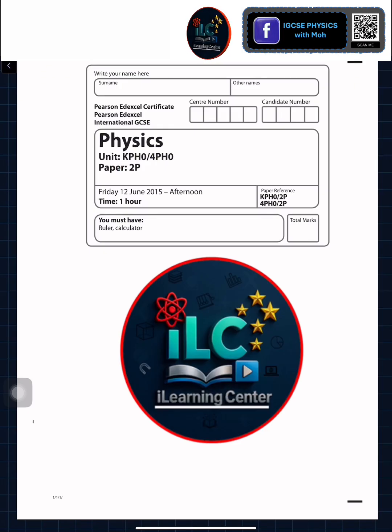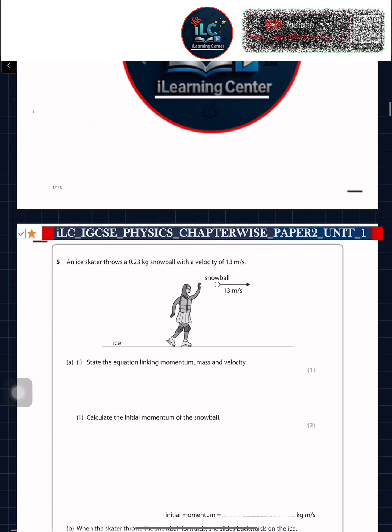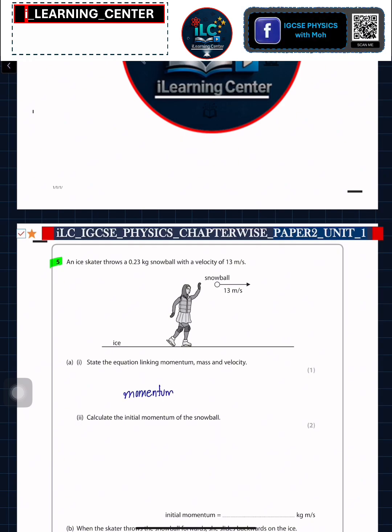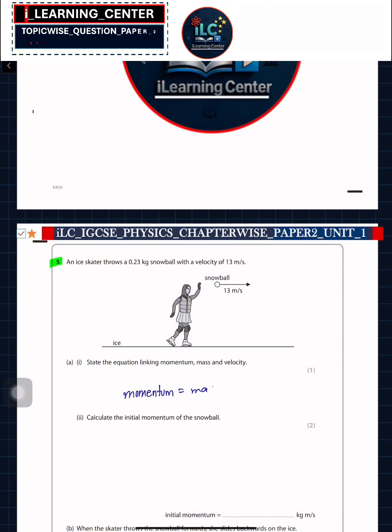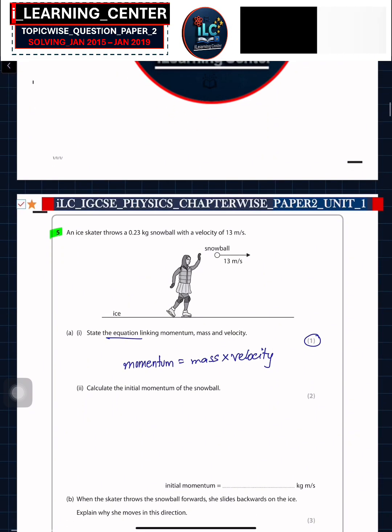Next question is from the year June 2015 for paper 2. So the first question we find is a question about momentum, where they're just asking you what is the formula of momentum. So this is very easy. This must be memorized. Momentum is equal to mass times velocity. So they just ask you the equation and you get 1 mark for it.